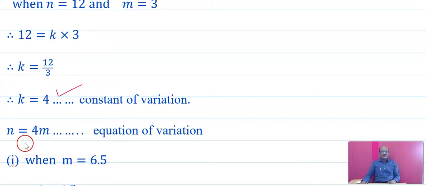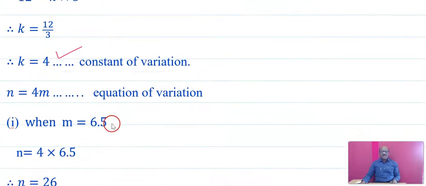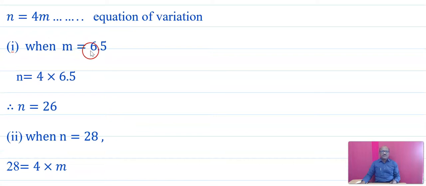Therefore, the equation of the variation is n = 4m. Now we will find n when m is 6.5. Substitute the value m = 6.5 in our equation. Then you will get n = 4 × 6.5, and their product is 26. And hence n = 26.